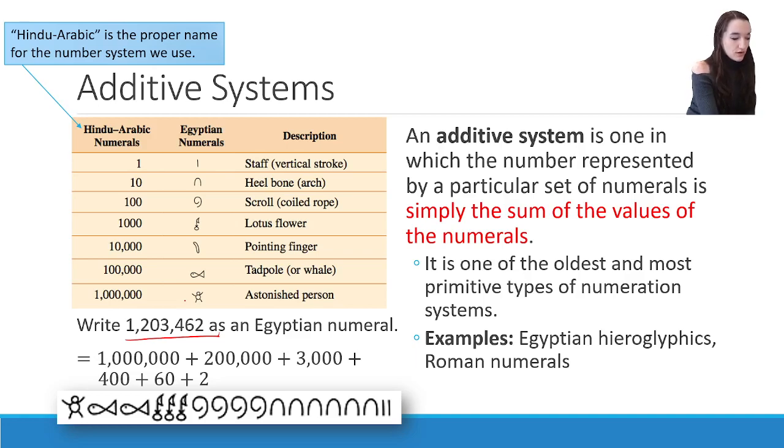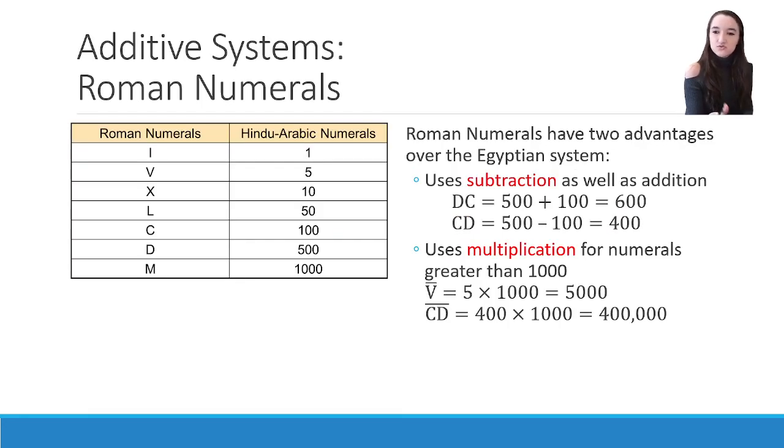And can you imagine if one of these numbers was, for example, a 9 instead of a 2? We'd need 9 of these staves, or 9 of the scrolls, or 9 of the lotus flowers. It can get very cumbersome when we have higher numerals because of how many symbols we have to write. So the Roman numeral system attempts to simplify this a little bit. But additive systems just tend to have that problem by default. So, Roman numerals have 2 advantages over the Egyptian system, however.